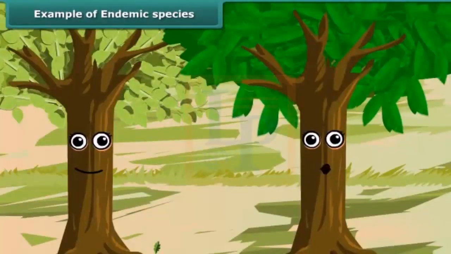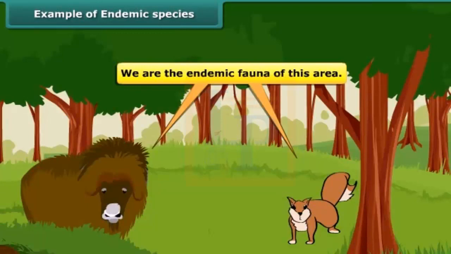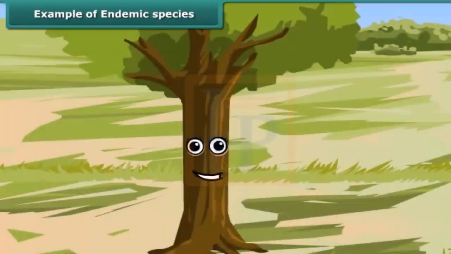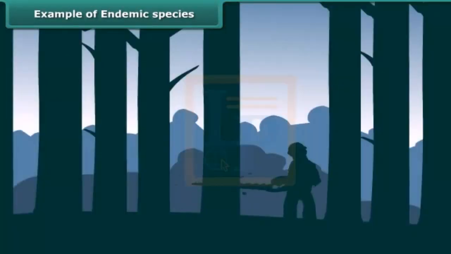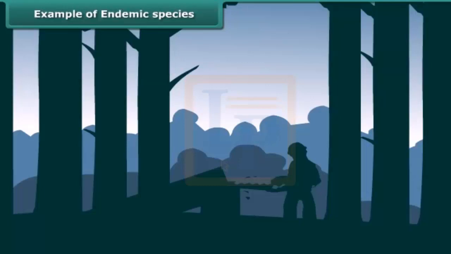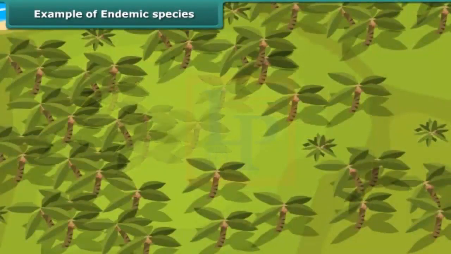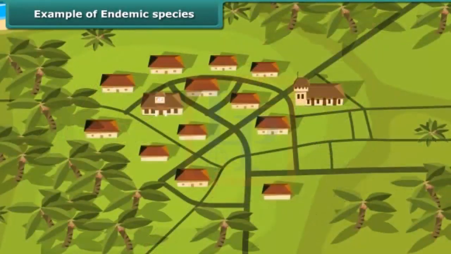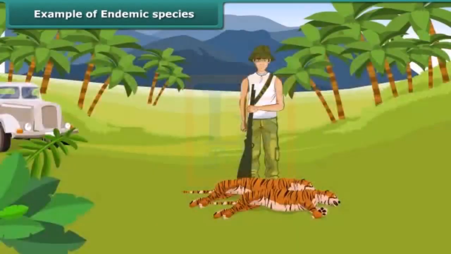We are the two endemic flora of the Pachmarhi Biosphere Reserve. We are the endemic fauna of this area. What factors make them endangered? Well, humans are the main reason. The destruction of their habitat, increasing human population, and introduction of new species may affect the natural habitat of endemic species and endanger their existence.